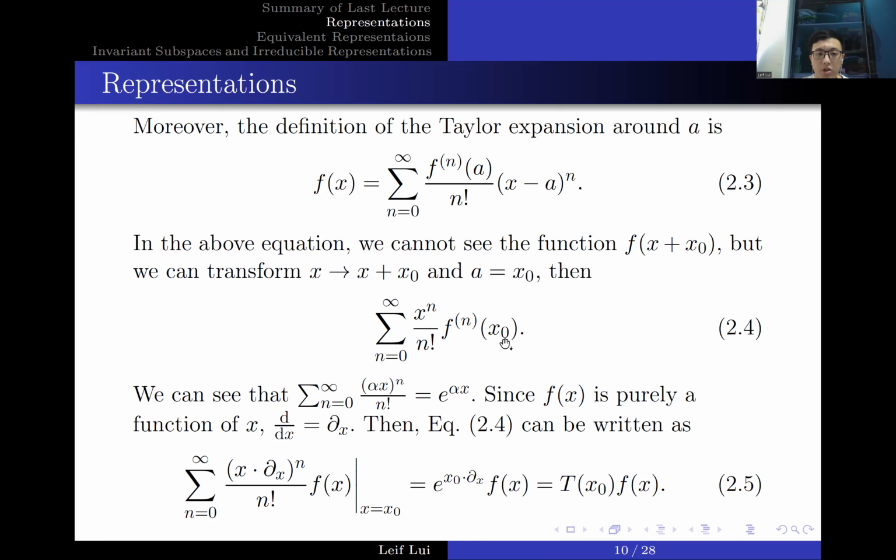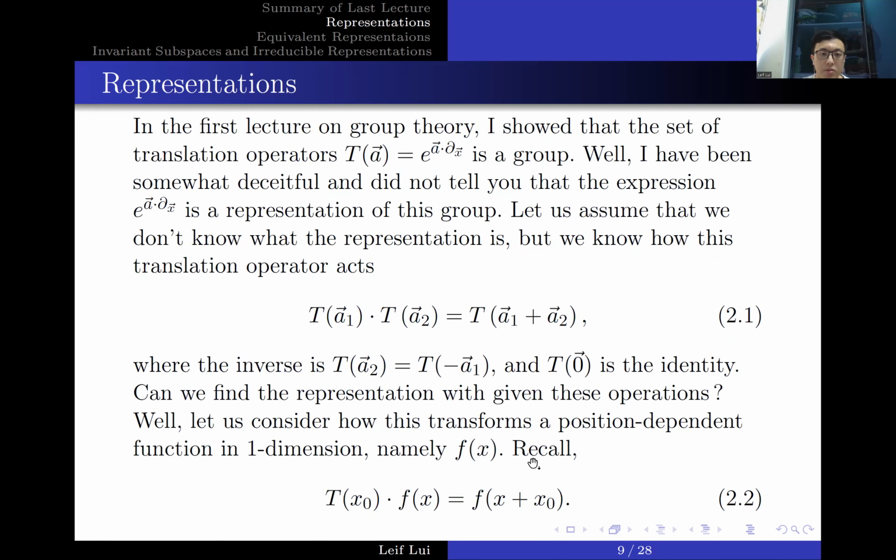So we can see that the sum to infinity from n equals 0 of (alpha x) to the n over n factorial is the exponential function of alpha x. Since f of x is purely a function of x, we can write partial x as d/dx and it can be written as follows. And what we see is that this is, in fact, the translation operator. So this factor here can be defined as the translation operator, which is exactly the same as what we've written here.